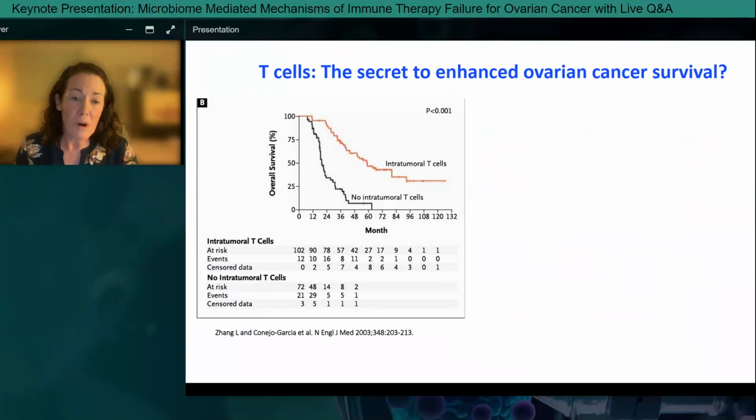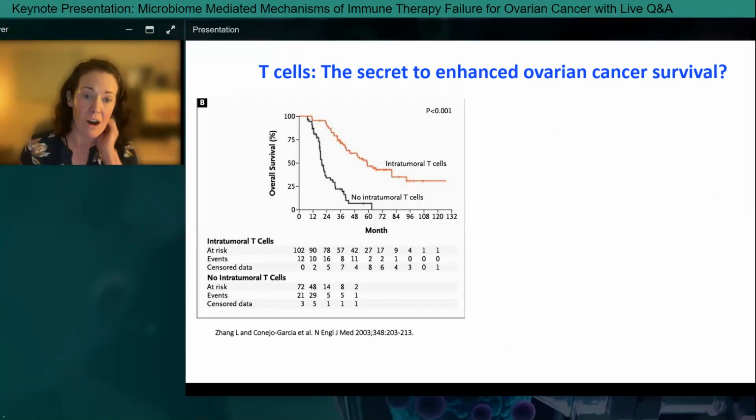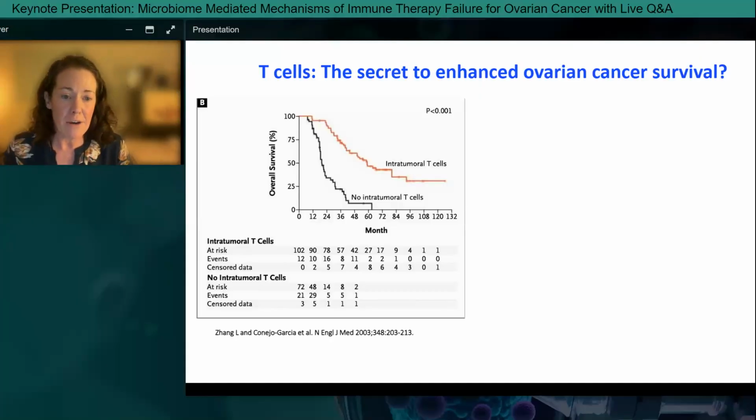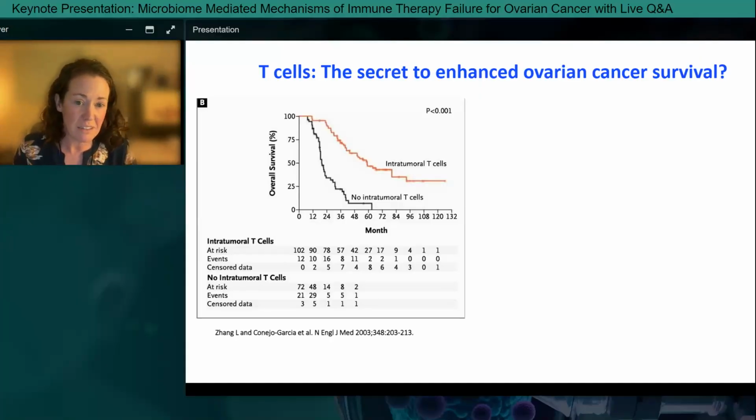And so one of the potential secrets that may be underlying enhancing ovarian cancer survival are T cells. And this is illustrated by this study by Zhang and colleagues, where they demonstrated that ovarian tumors that are infiltrated with high amounts of T cells, or intratumoral T cells, the red line, have a significantly improved survival outcome compared to those tumors that have few to no T cells in them.